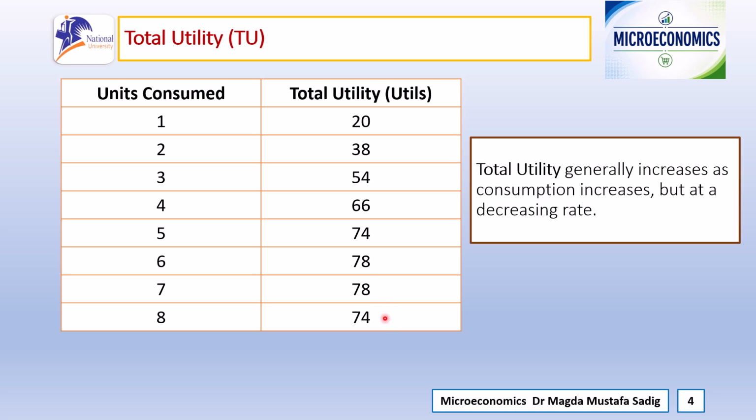This reflects real human behavior. Think about your favorite meal. The first serving tastes wonderful. The second is still enjoyable. The third becomes less exciting. Eventually, you become full. Eating more actually reduces your satisfaction. And this is exactly what economists observe. Total utility generally increases as consumption increases, but at a decreasing rate.